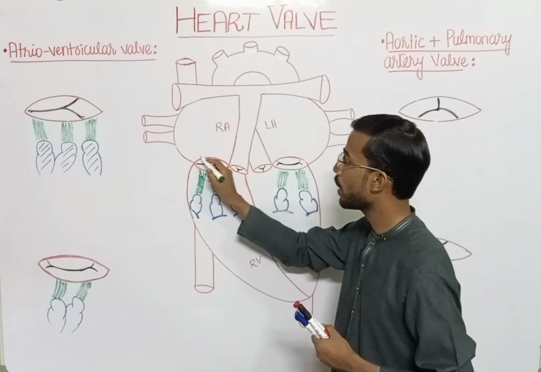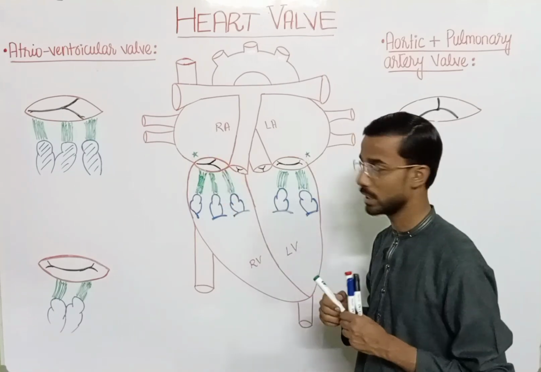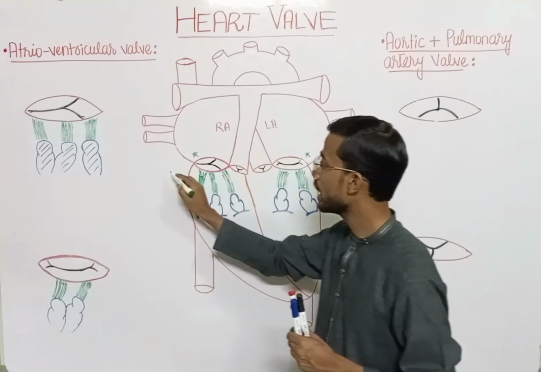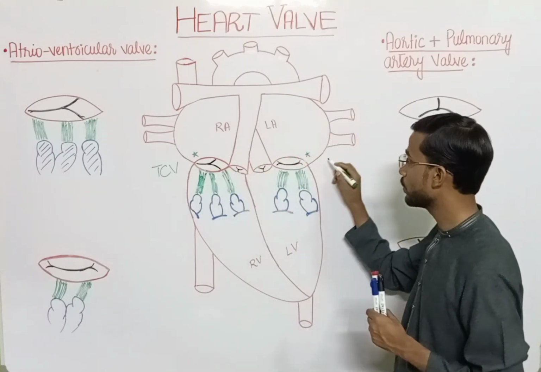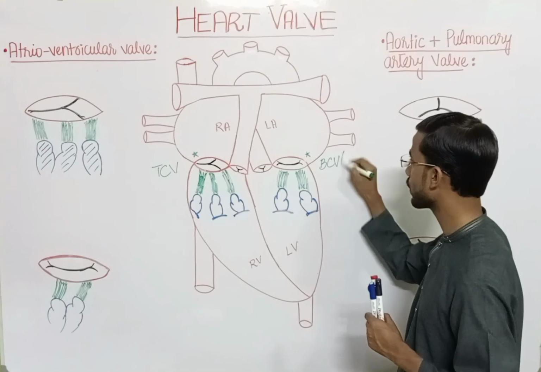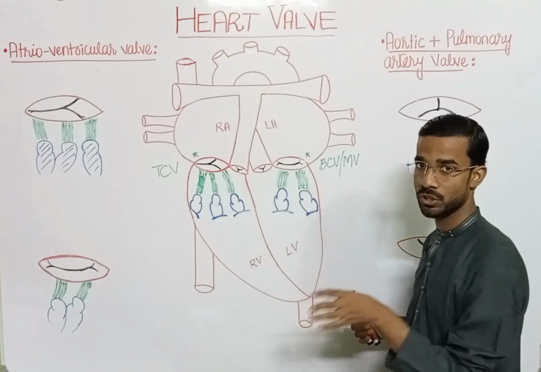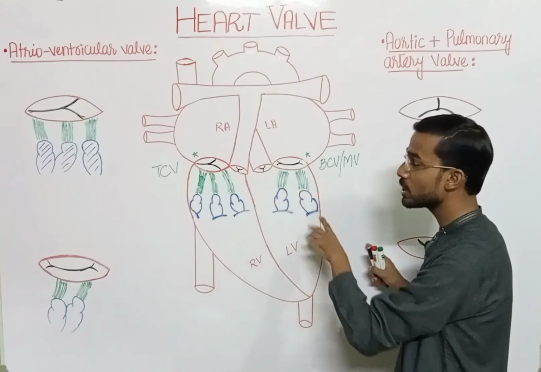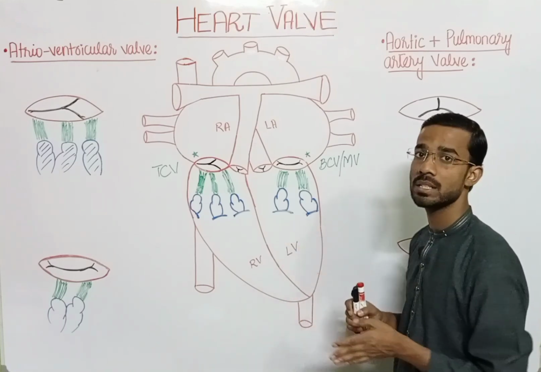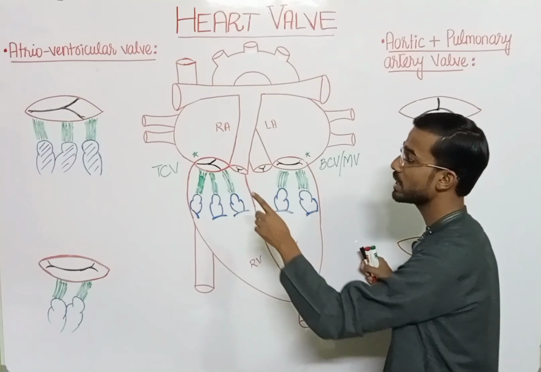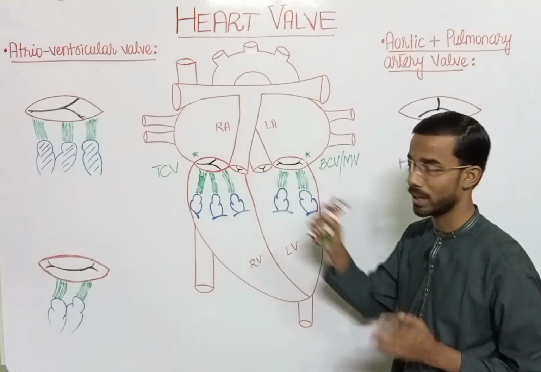As you can see, one is present on the right side and the other is present on the left side. On the right side, you will see the tricuspid valve, and on the left side you will see the bicuspid valve, or you can say mitral valve. These are basically the two atrioventricular valves. The structures of the atrioventricular valves are different, but the function is similar. In this lecture we will discuss the tricuspid valve. The function of the bicuspid valve is also similar to the tricuspid valve.